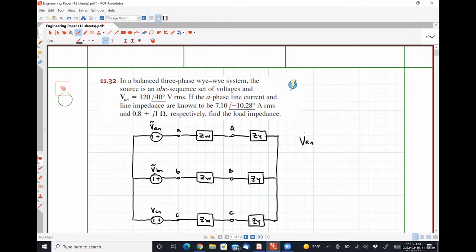So we were given VAN is 120 angle 40 degrees volts RMS. When it says the A phase line current, what does that mean? IAA, absolutely right. And it has a value of 7.10 angle negative 10.28 degrees amps RMS. And our line impedance is 0.8 plus j1. So which one is that, ZW or ZY? ZW. Plus j1 ohms. We were trying to find our load impedance.